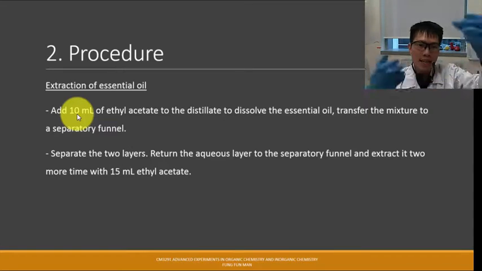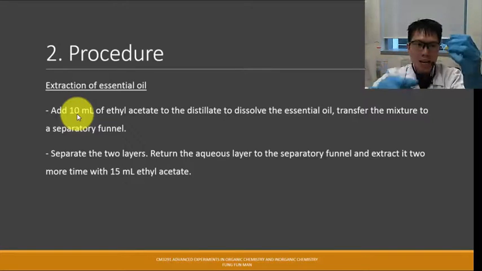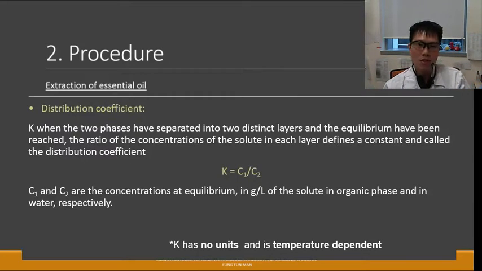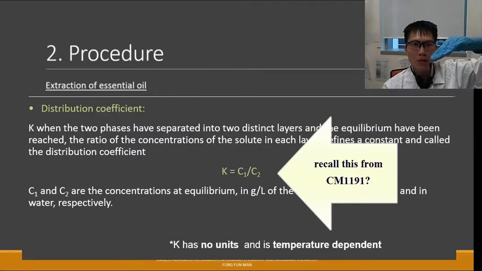Next, you separate the 2 layers in the separation funnel, return the aqueous layer to the separation funnel again, and extract again 2 more times with 15 ml of EA, the same solvent we keep constant throughout. You have learned in CM1191 that 2-3 times is the optimal number of times you extract from the separation funnel to get your compound. But of course, the more you do, the merrier it is if you have time to spare. But it will go down in terms of the efficiency, so not that necessary.